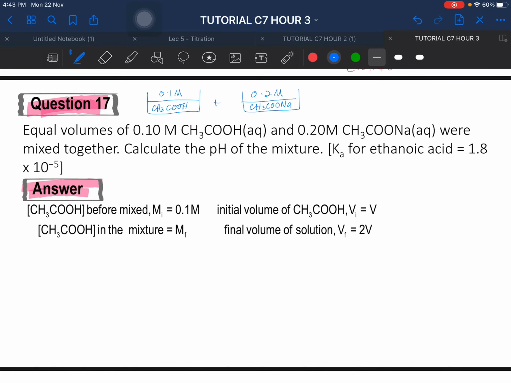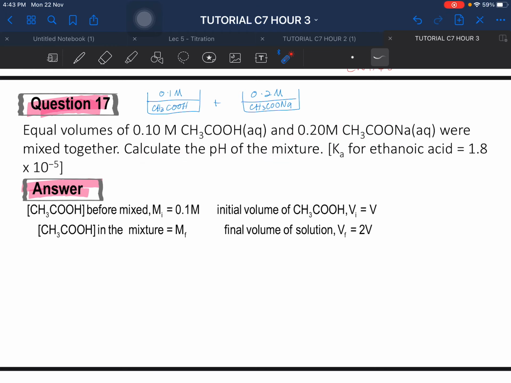Now we proceed with question number 17. Question number 17 is given 0.1 molar ethanoic acid. This one is a weak acid. And 0.2 molar sodium ethanoate. This is a salt. Calculate the pH of the mixture.